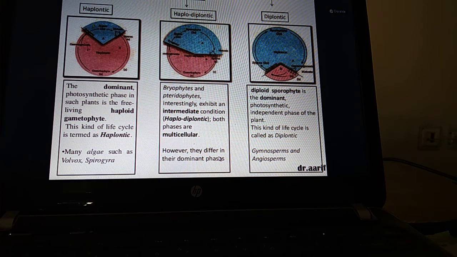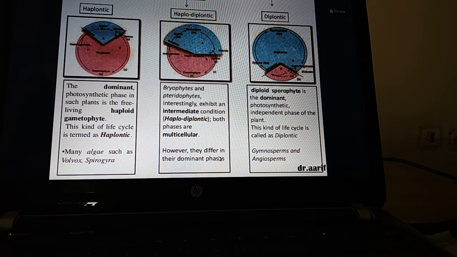Hello children, let us come to the last topic of the chapter Kingdom Planta. The last topic is plant life cycles and alternation of generation.